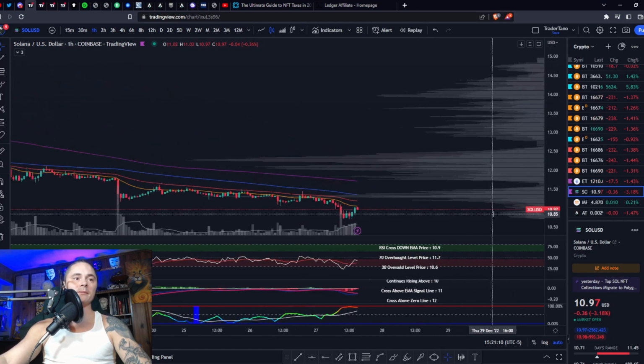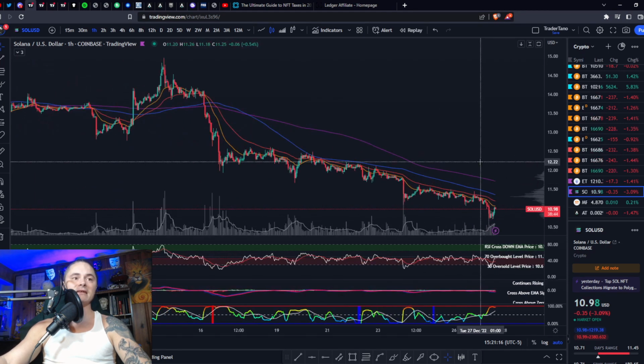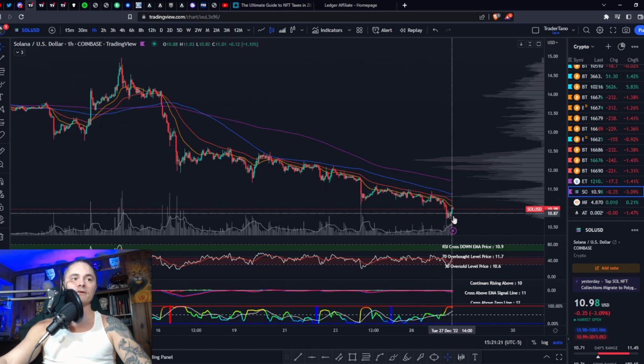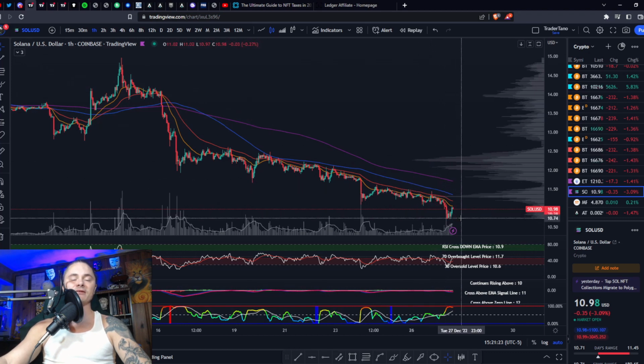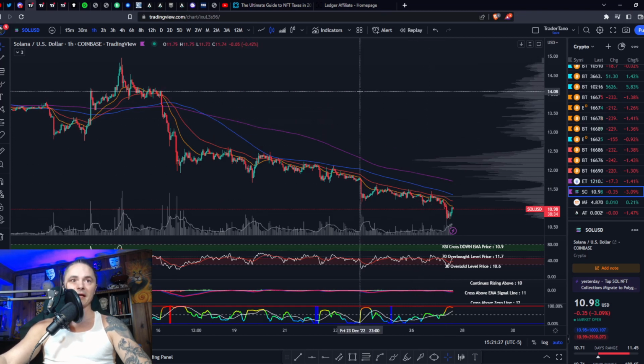Bearish case, if we break this last low, 1075, the next stop is $10. We've been talking about $10 for a while now. So if we break 1075, $10 is the next stop. All right, so we're kind of at an inflection point right now.